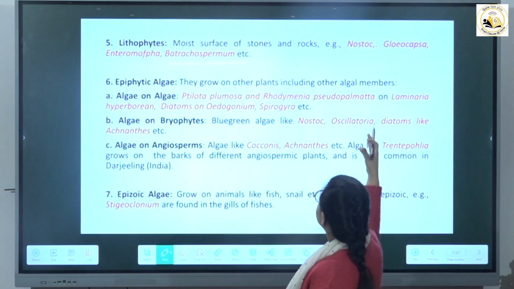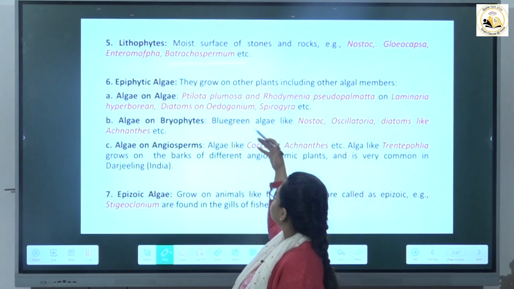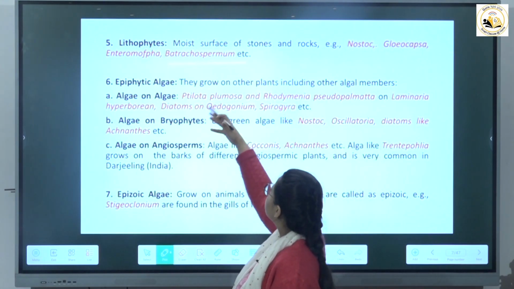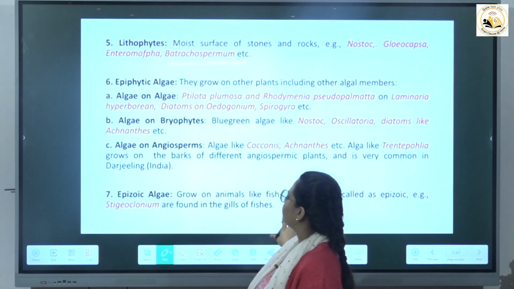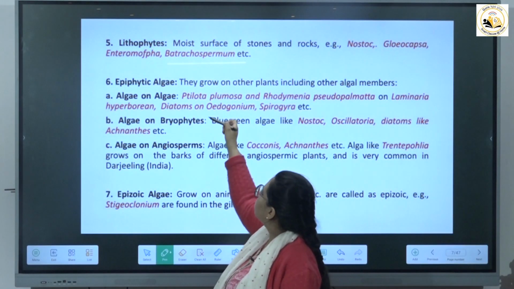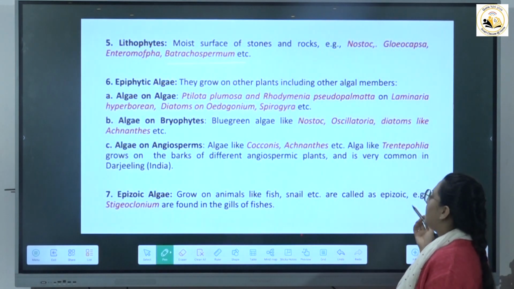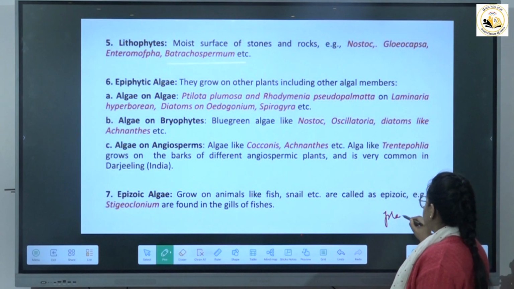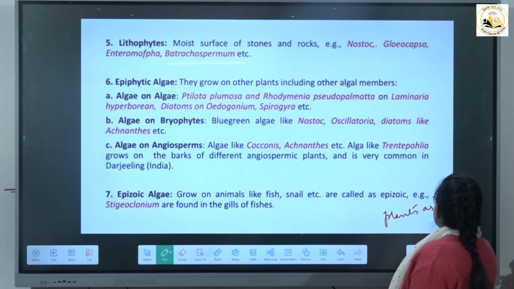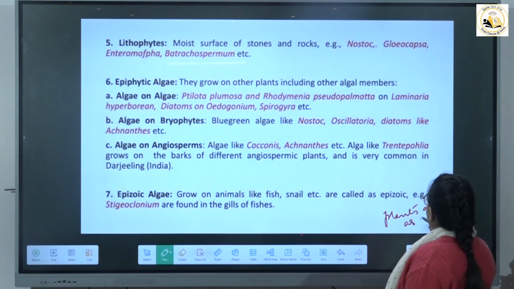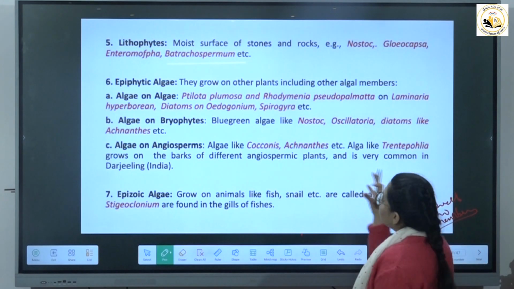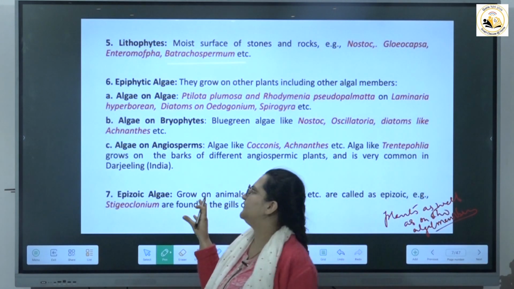Now in the next, lithophytes live on the moist surface of stones and rocks, like Nostoc, and there are many examples which I have given in this presentation. Epiphytic algae grow on other plants, including other algal members, which are also involved in this type of algae.